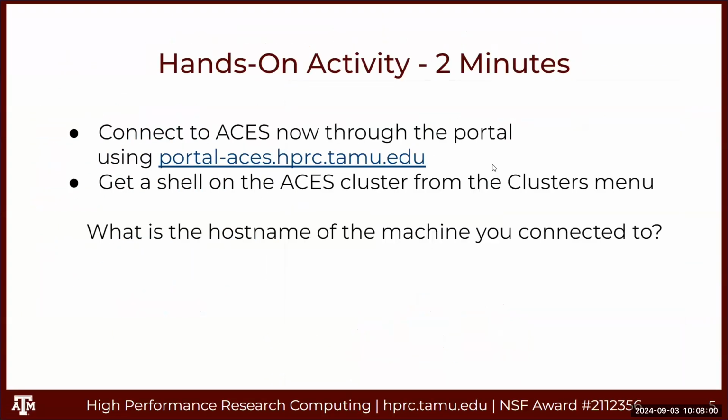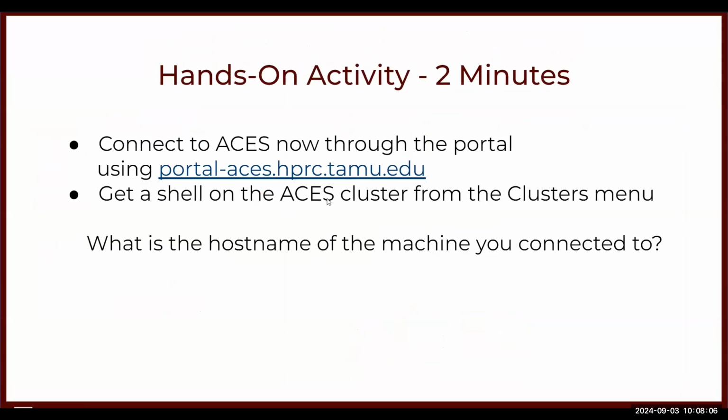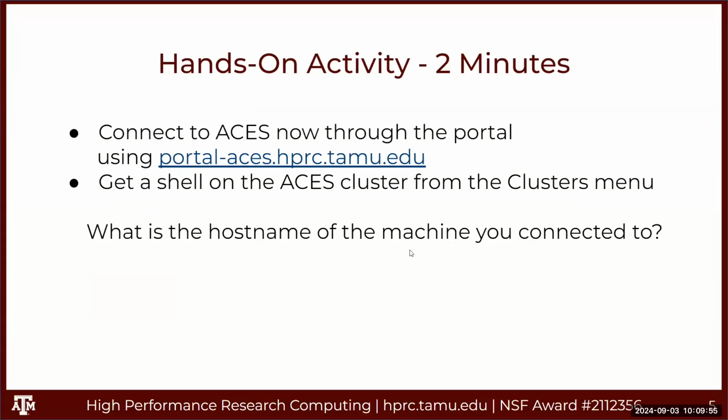So let me navigate you on to the website. First, I go on hprc.tmu.edu. Then I go on to portal and then ACES portal. So I am a Texas A&M user. So I will be choosing Texas A&M. Then I will provide my net ID. And now we are done with this hands-on activity. Let's go to the next slide.